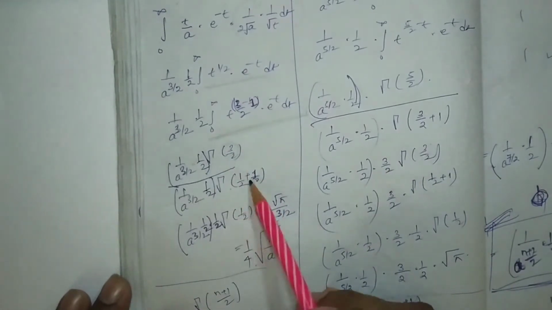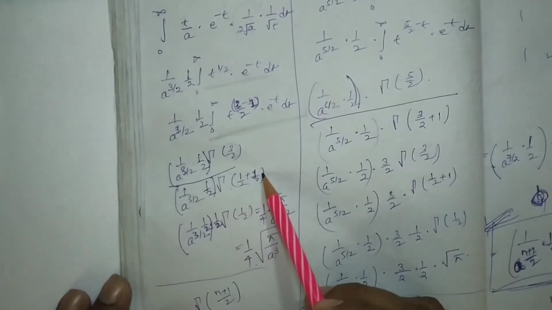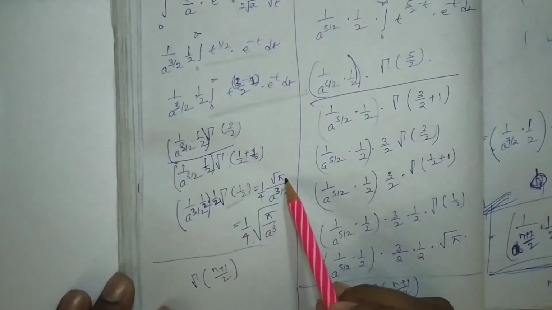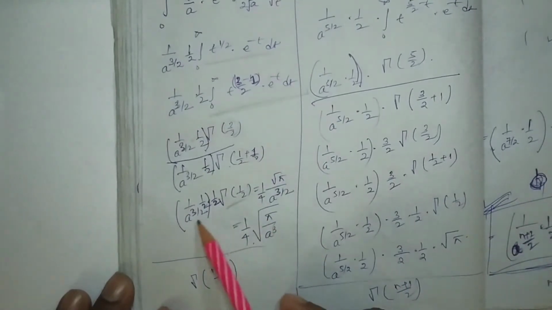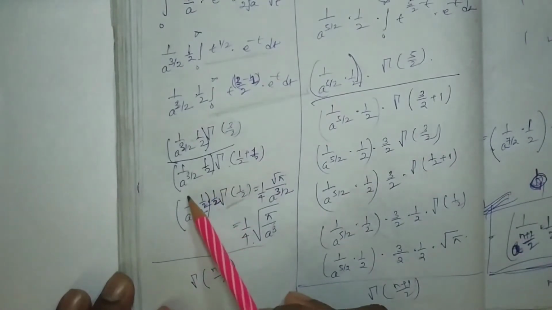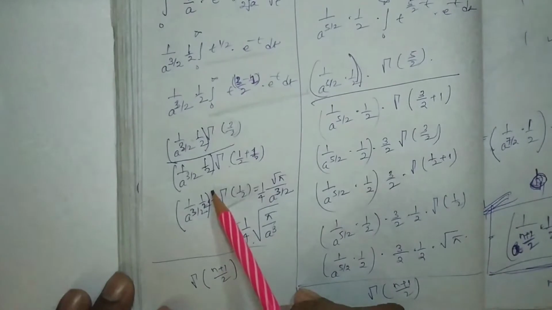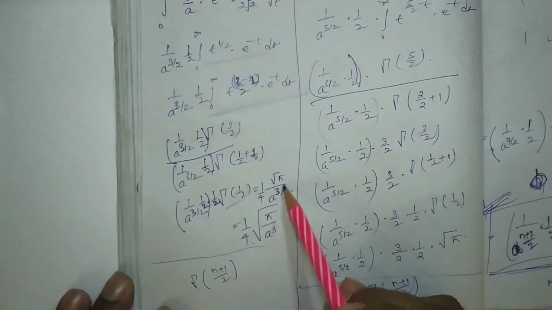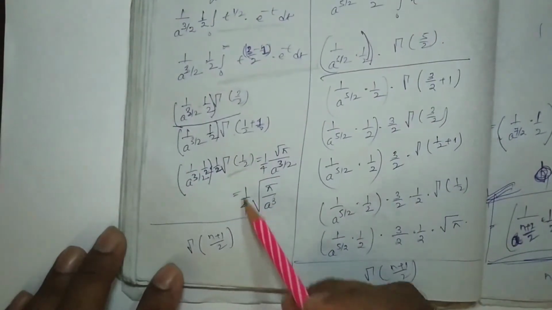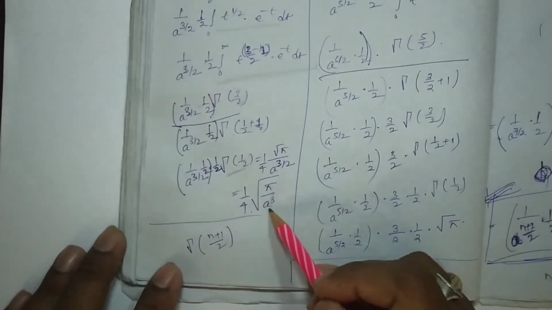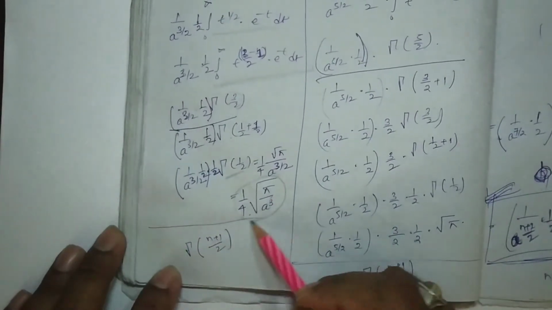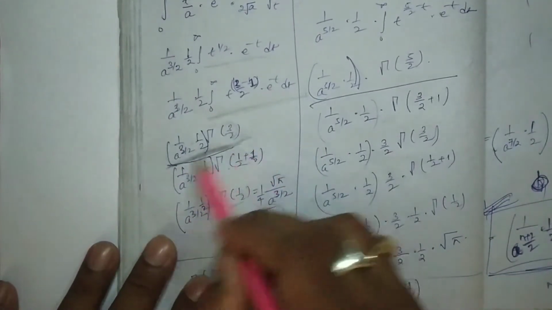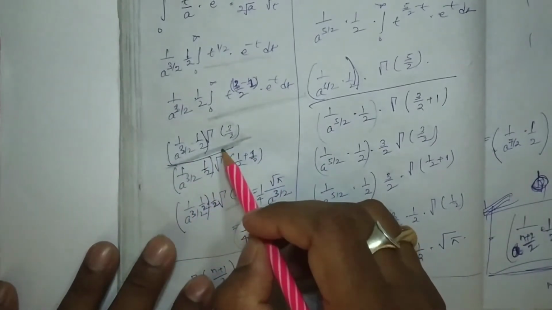If we consider gamma 3 by 2, it can be written as 1 by 2 plus 1. Gamma n plus 1 is nothing but n gamma n, so that is half gamma 1 by 2. Gamma half we know is root pi. So how much will it be? This is 1 by a to the 3 by 2, 1 by 2, here another 1 by 2. So it will be 1 by 4 root of pi by a to the 3 by 2, which can be written as 1 by 4 root of pi by a cube. Just mark this one, this will become our general form.